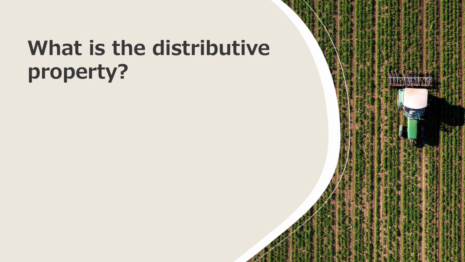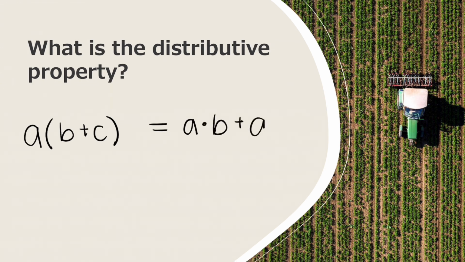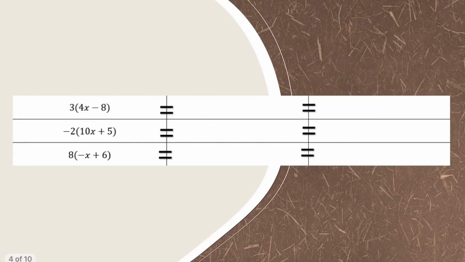So if I was to write it out, the distributive property would look like this. If I have A times (B plus C), this is the same as saying A times B plus A times C. One way I would see students look at this is they would do A times B and A times C. This is all it is: you do this number times this number, and then this number times this number.